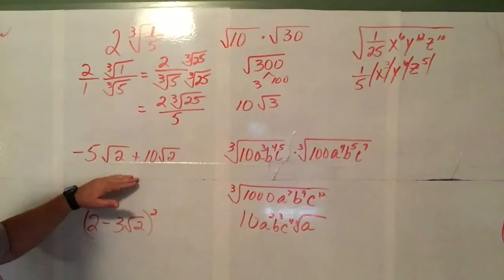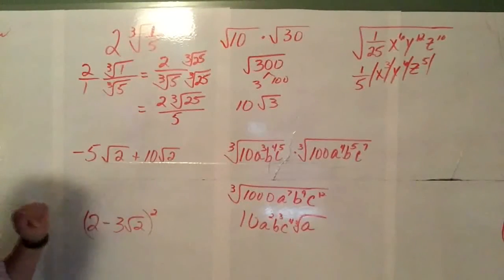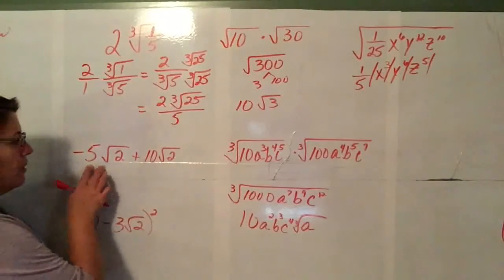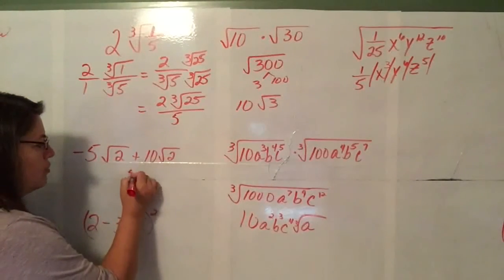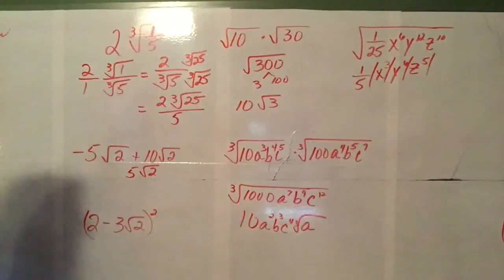For this one, if my radicals have the same thing underneath, I can treat them as like terms. So this one is negative 5 square root of 2 plus 10 square root of 2. That is just 5 square root of 2, because negative 5 plus 10 is 5.